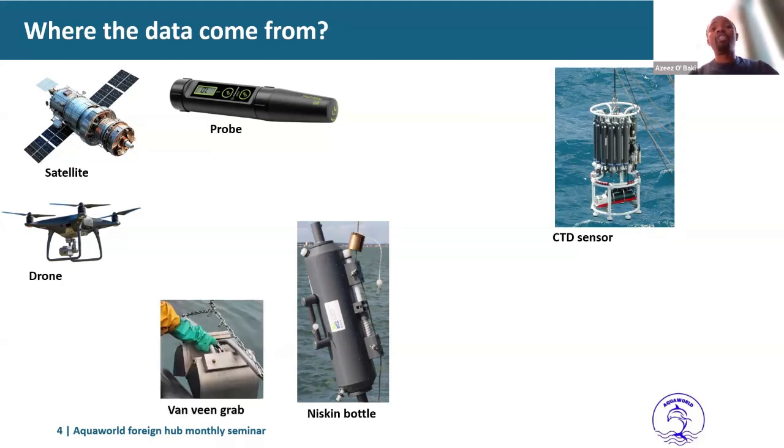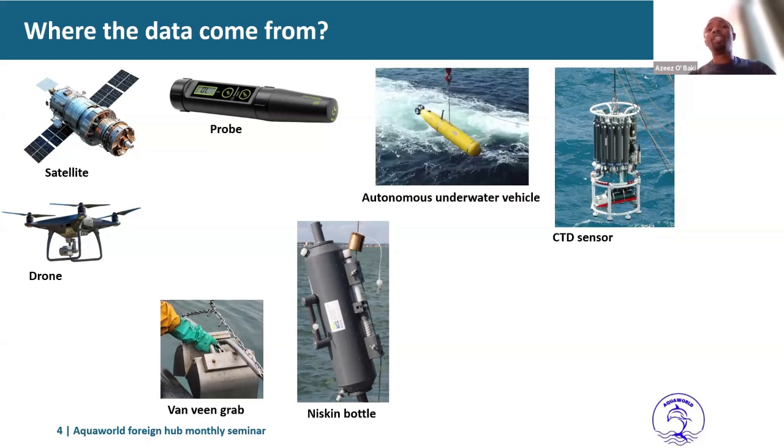You can also have the Van Veen grab. This is specifically for sediments. If you are looking into the benthos, the species found in the benthic zone in the sediment, you can use this to take a sample, then analyze it and get the data from it. Then we can also have data from the autonomous underwater vehicle. This goes deep into the water and records the parameters that have been calibrated for it.